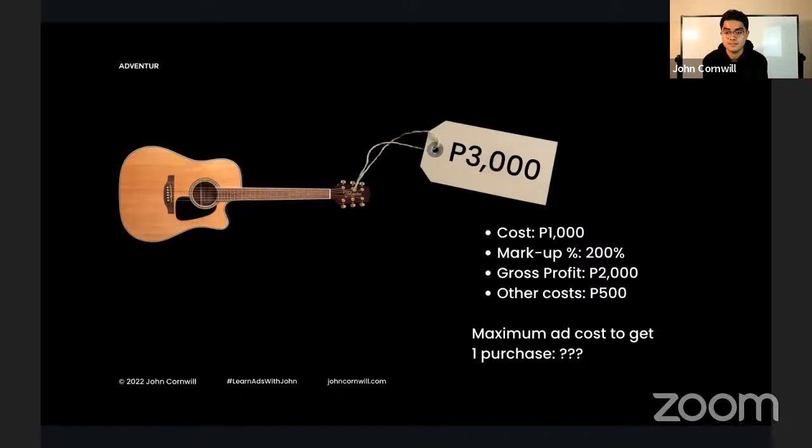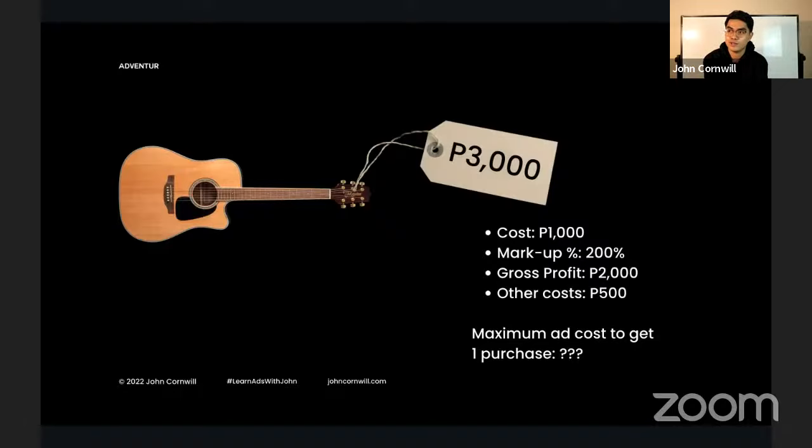There are other costs kasi maybe nagpa-free shipping ka, maybe consider na natin dito like, basta may mga ibang promos ka pa sa shop mo. So just consider na there is other costs ng 500 pesos. Now, in this case, what's our maximum ad cost to get one purchase?